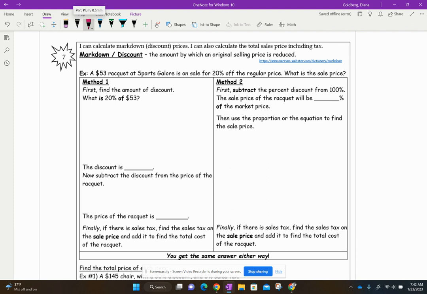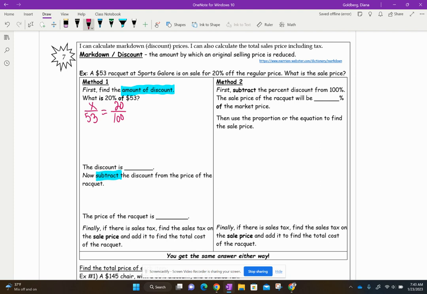We have a $53 racket at Sports Galore, 20% off, so find the sale price. In method one, first you find the amount of discount, and then you can subtract it. And in method two, we're going to find it all at once. But method one first, we need to find 20% of 53. If you like your proportion, we've got 20%, and 53 is the whole. We're solving for the small part.